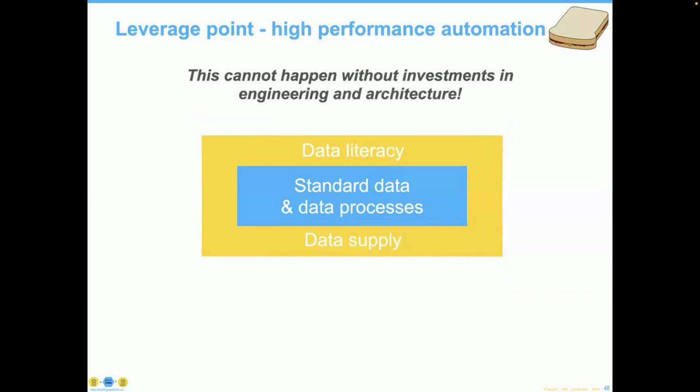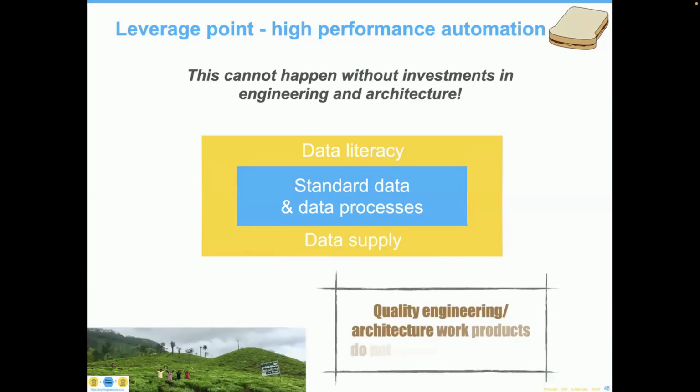Now, this, of course, cannot happen without investments in engineering and architecture. And yet, for some reason, I lived to the age of about 50 or so, maybe even 55, and was on a tea farm in India when I saw this wonderful Deming quality sign hanging up behind the cash register.